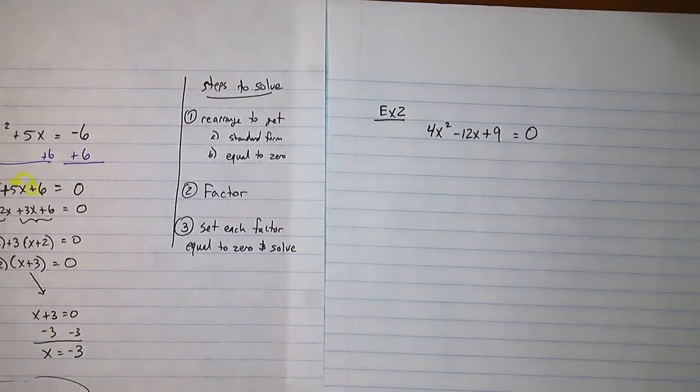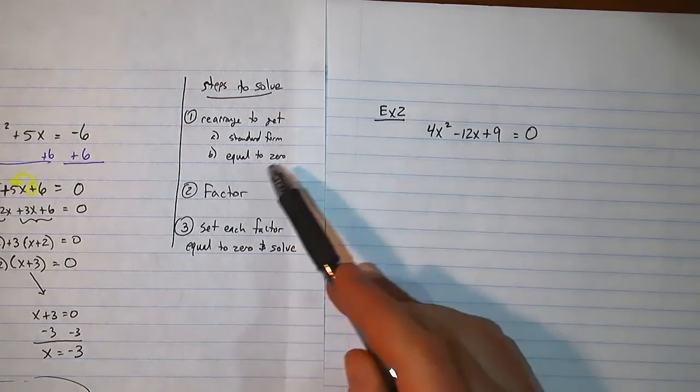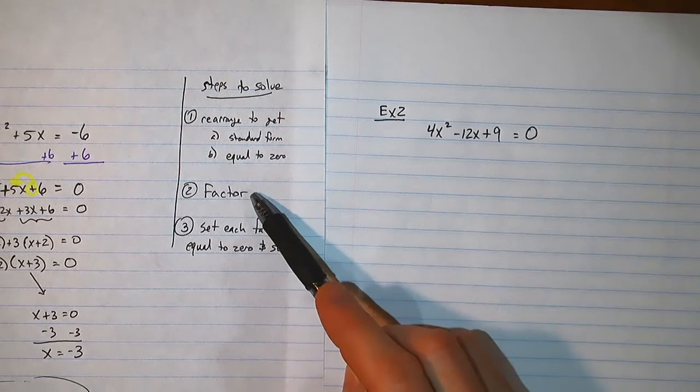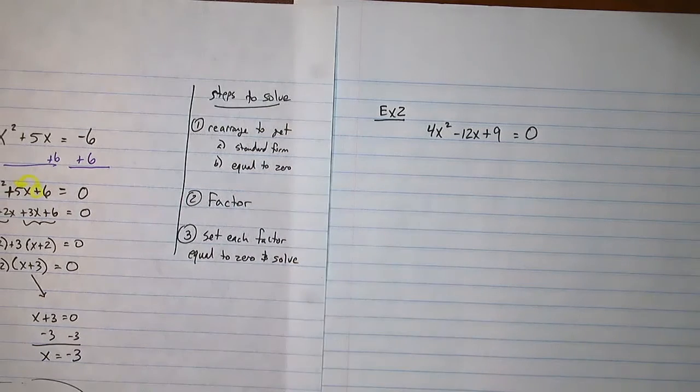What I'm going to ask you to do is pause the video right here and try to do just step 1 and step 2. Just try and get it factored. And then once you've got it factored, push play on the video and we can talk about this. All right, so hopefully you've factored this already.